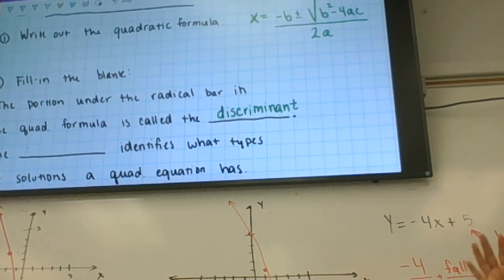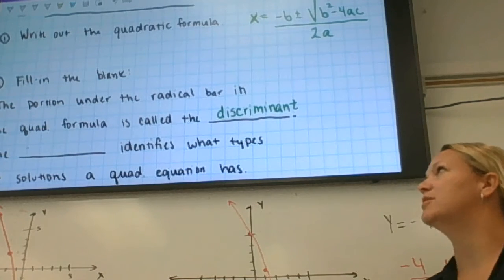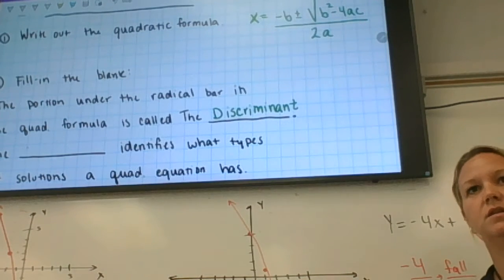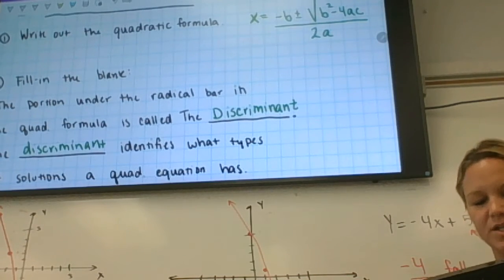Well, anything under a radical bar is called a radicand. And the one under the formula is specifically called the discriminant. Speaking upon grammar, we could go ahead and make this a proper name and capitalize it. That's the discriminant. That's the name of it. The discriminant identifies what types of solutions a quadratic equation has.